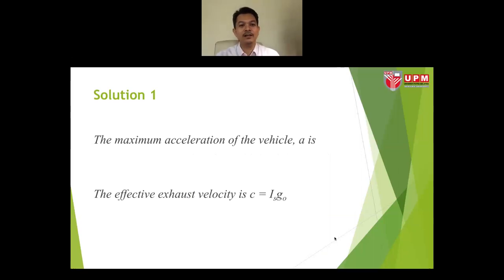Now you can calculate the maximum acceleration of the rocket missile. Normally acceleration is small a, right? Don't just simply put capital A. Capital A stands for area, and for acceleration we normally use a symbol small a. Okay, what is the value of the maximum acceleration?